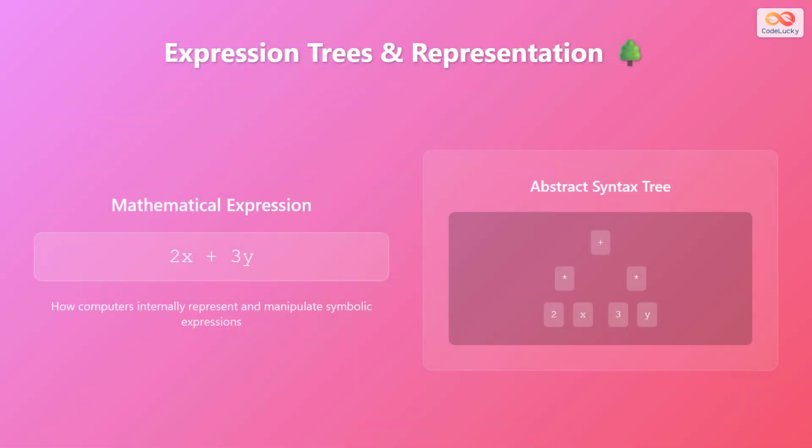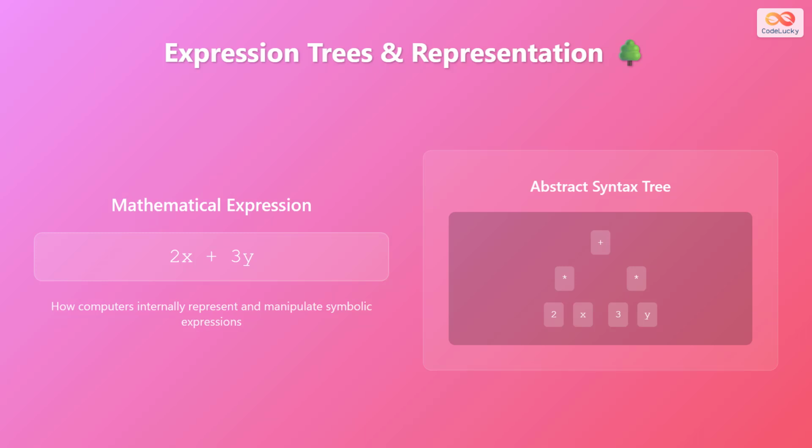To understand how computer algebra systems work, it's helpful to know how they represent mathematical expressions internally. Consider the simple expression, 2x plus 3y. Computers use a structure called an abstract syntax tree, or AST, to represent this. The tree might look like this.